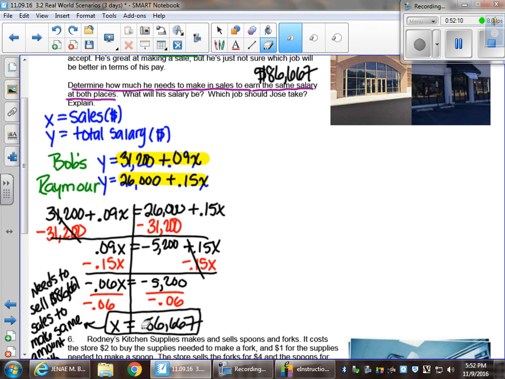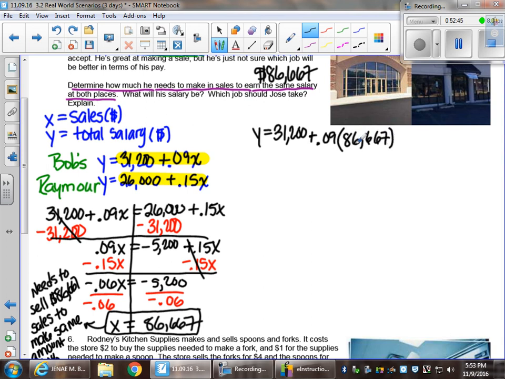Well, I know y is his total salary. So let's go find it. How are we going to do that? Well, we're going to take one of our originals. It doesn't matter which, right? Because at this much in sales, he makes the same at both places. So you choose. Doesn't matter which one. I think I'll probably just go with the top one just because. So I get y equals 31,200 plus 0.09 times this, 86,667.